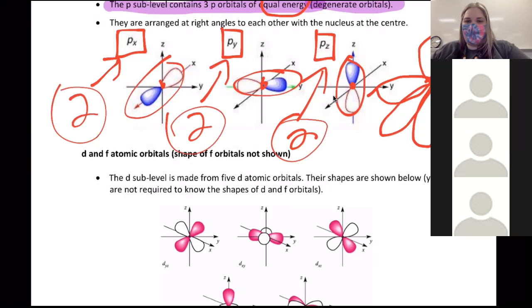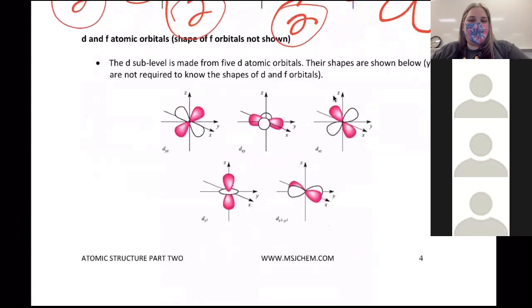But it kind of looks like a flower type shape. It's kind of weird looking when you overlap all 3 of them, but they're dumbbell shaped. For D and F, we don't really need to know the shapes of them. We just need to know how many of them there are.